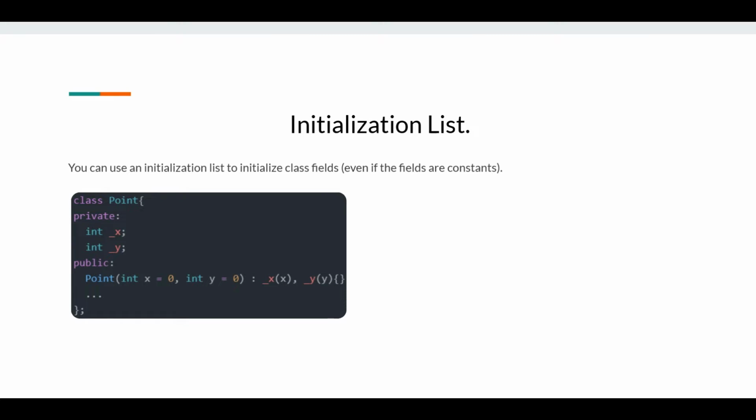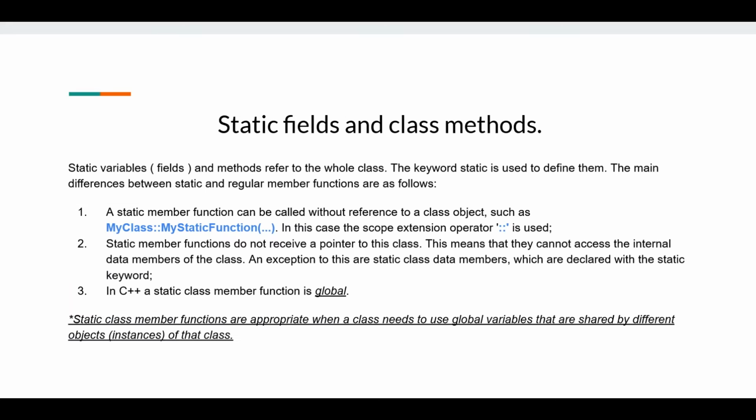You can use an initialization list to initialize class fields, even if those fields are constants. The example shows how an initialization list works. Static variables, fields, and methods refer to the entire class. The keyword static is used to define them.